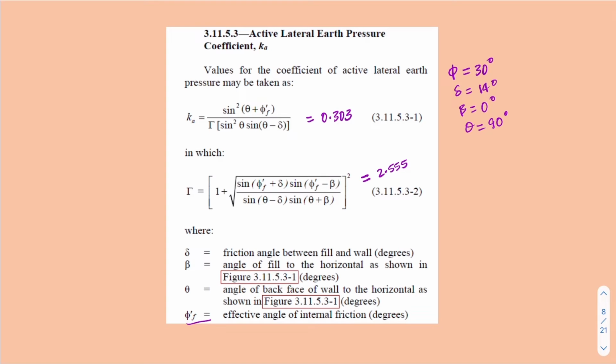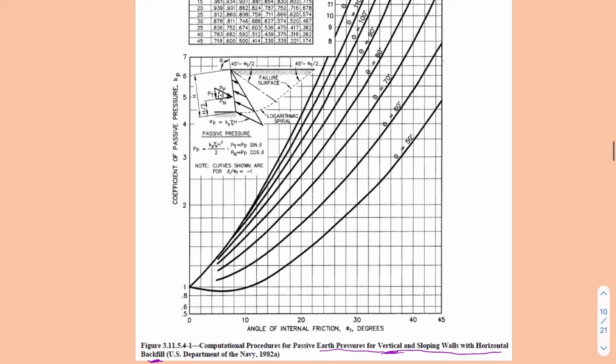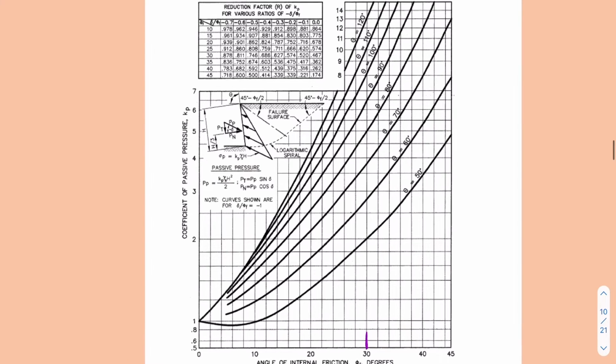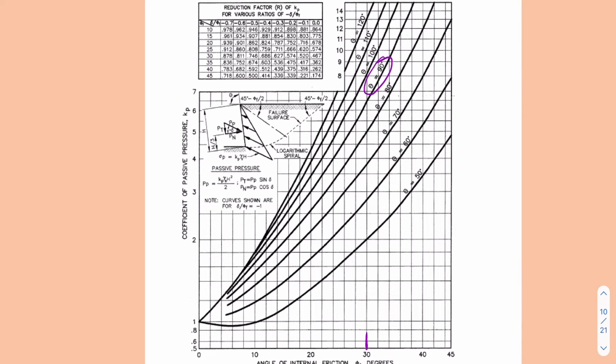And now we will move on to calculate the passive lateral earth pressure coefficient. So in our case, we have the internal friction angle of 30 degrees, so we will use this line as a reference, and theta is 90 degrees in our case. And then when you just go up, you will meet somewhere out here, and that will be 6.5. If you come here, that's nearly 6.5.